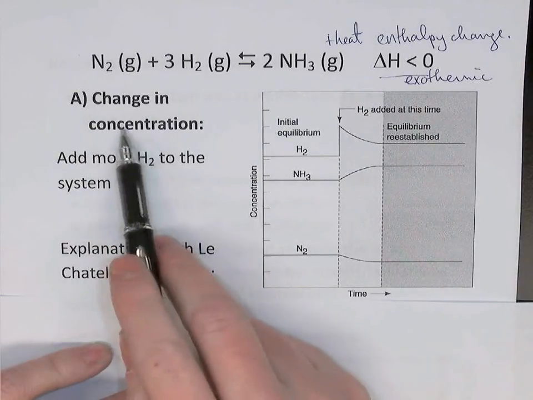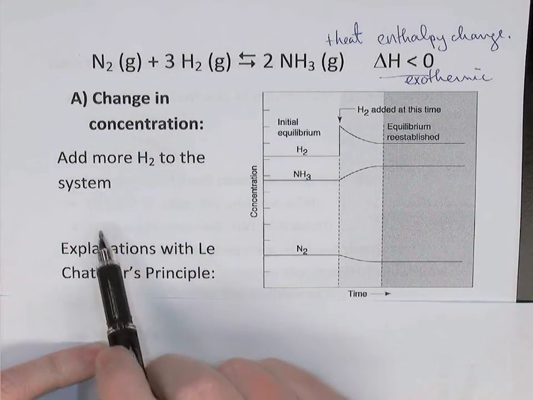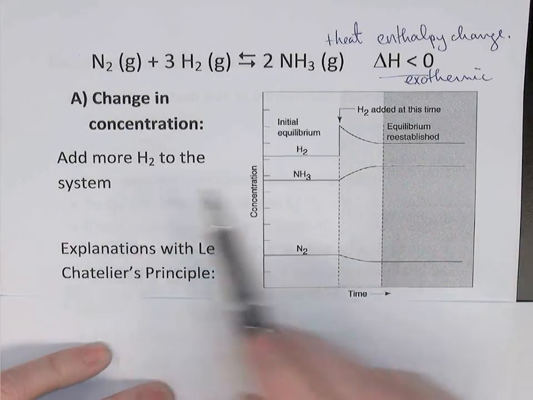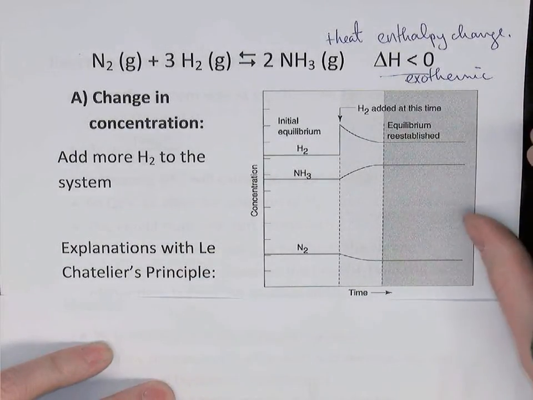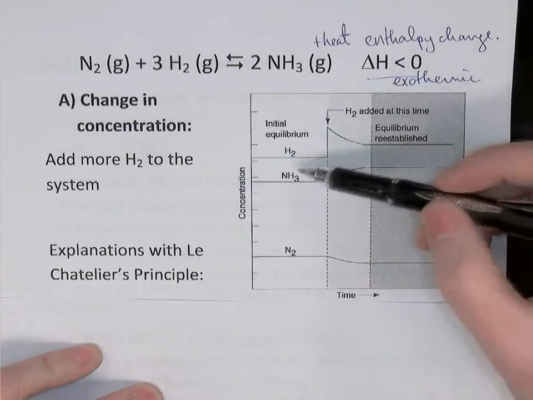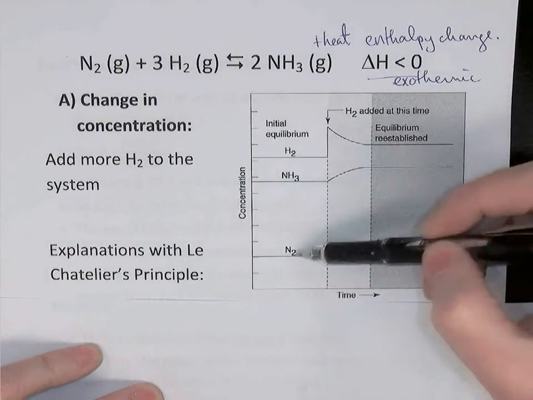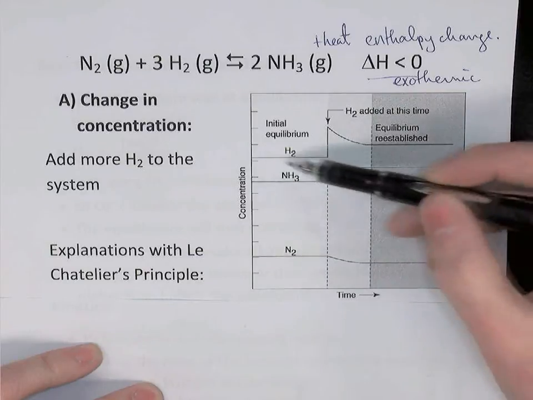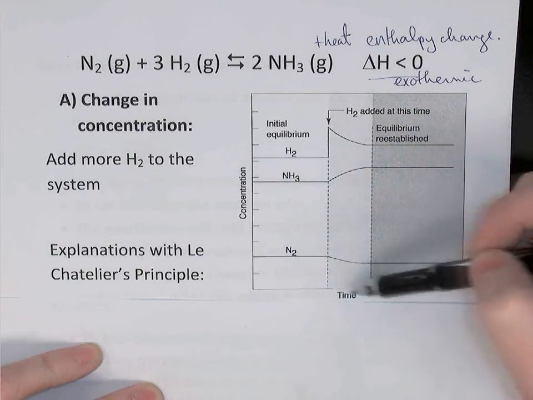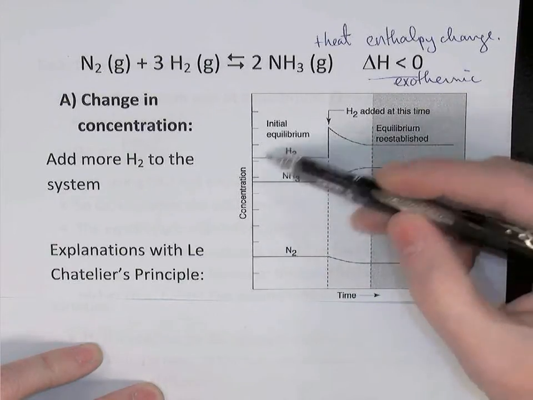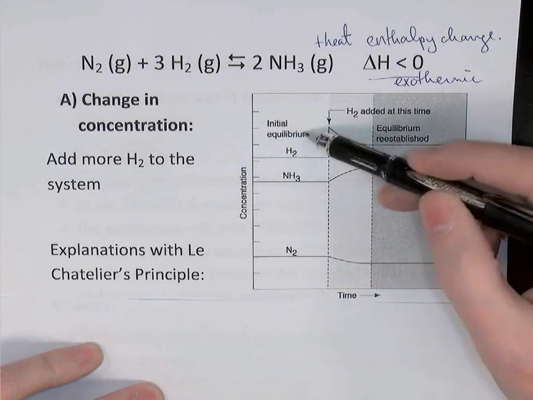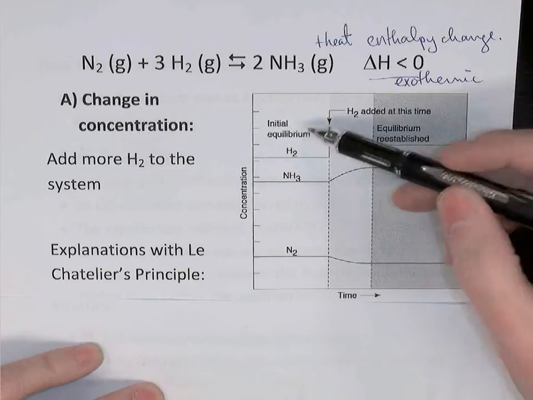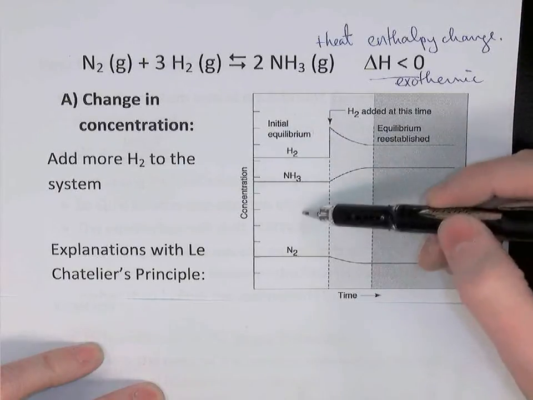The first stress we'll consider here is a change in concentration, and more specifically, let's add some hydrogen to the system. To model that, we see this graph. In the graph, we notice that initially, all three gases are present, and their concentrations are not changing over time. Therefore, this initial situation would be an equilibrium system. That's the first requirement for Le Chatelier's principle. We have a system at equilibrium.